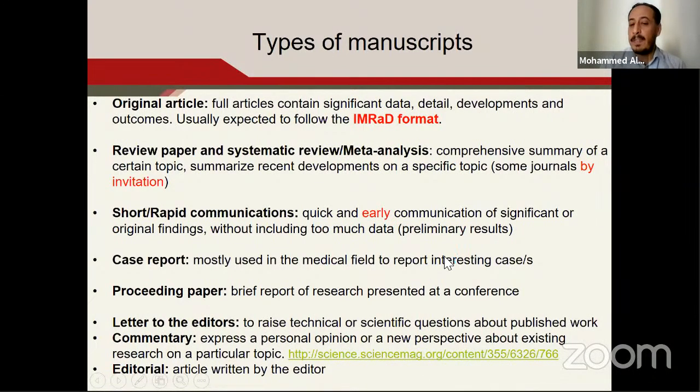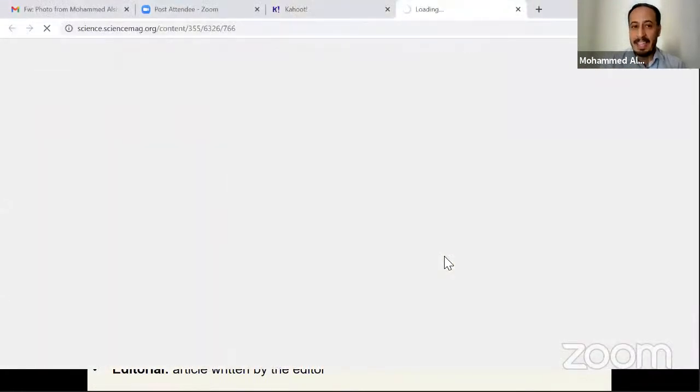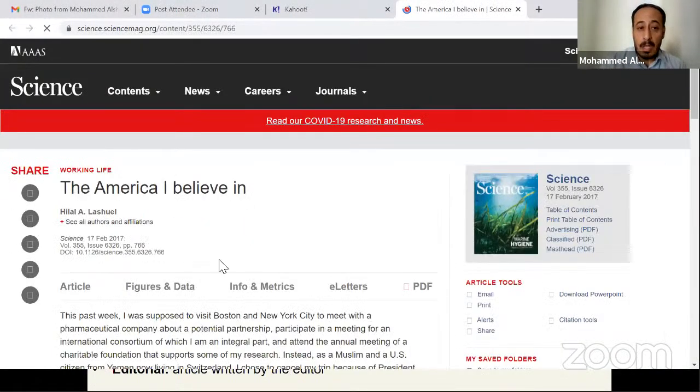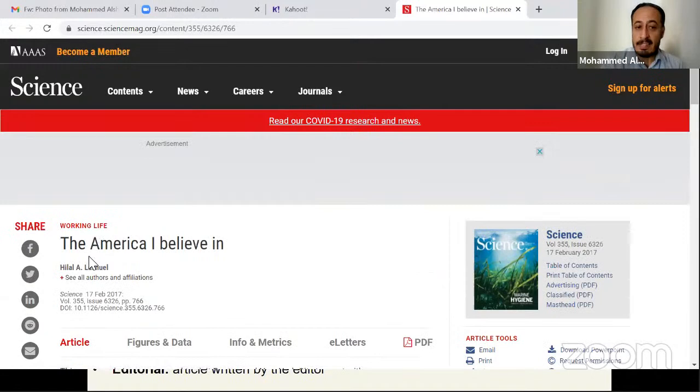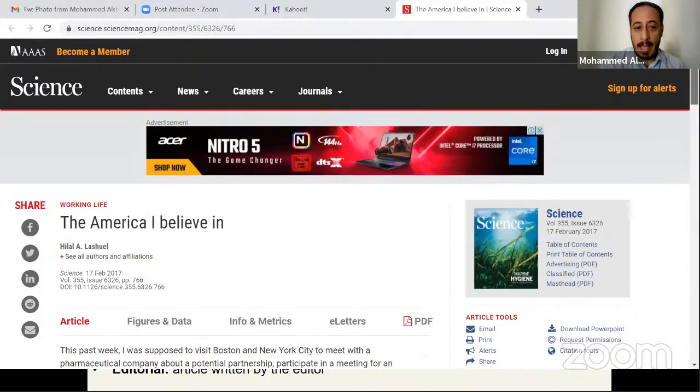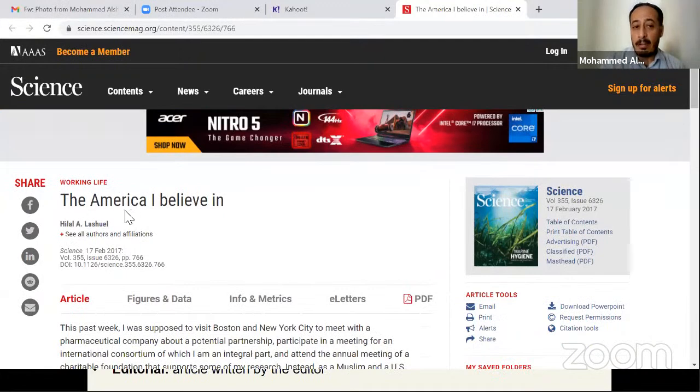Published in Science. Do you know the impact factor of Science? It's more than 40. It's written by a Yemeni researcher, his name is Hilal Lashuel. He also has USA citizenship. The title of this commentary is The America I Believe In, and it's published in Science. He wrote this commentary after Trump, if you remember, banned researchers and scientists from some Middle East countries, like Yemen and Iran, from coming to the US. So he wrote about it, and it's a kind of commentary.